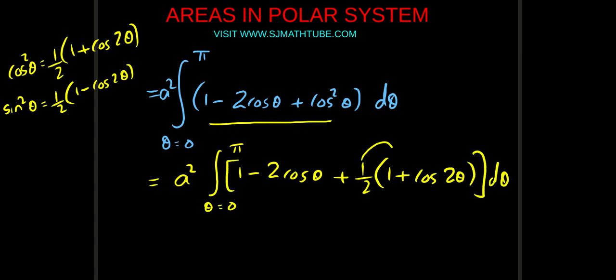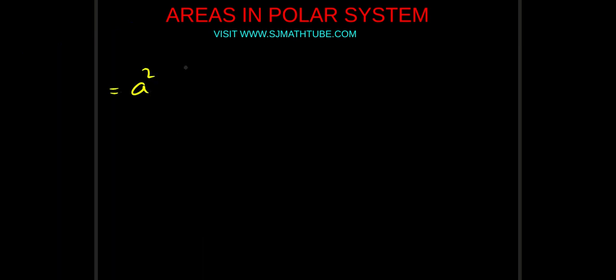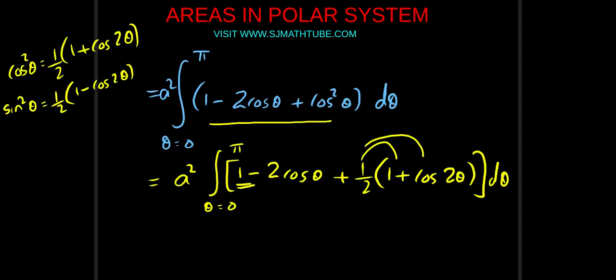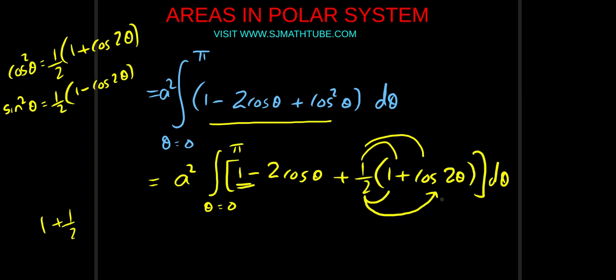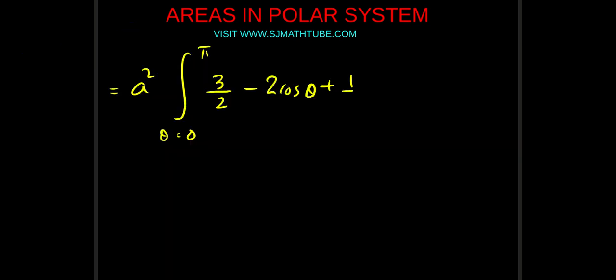Now I want to open the bracket over here. So we get a square integral theta equal to 0 to pi. Okay, now look at this. 1, and this will make it 1 by 2. So 1 plus 1 by 2, that is 3 by 2. The remaining will be same, minus 2 cos theta. And this goes inside and creates plus 1 by 2 cos 2 theta d theta. And that gives me a square.